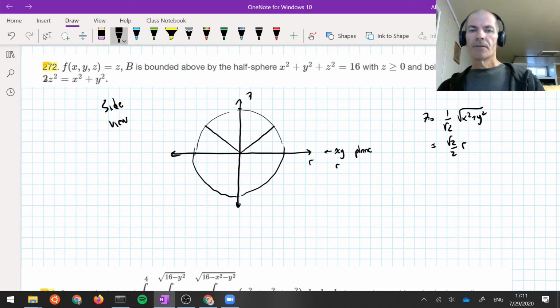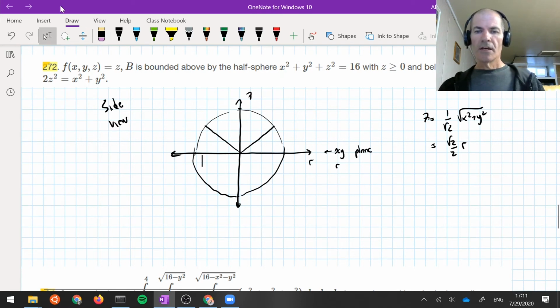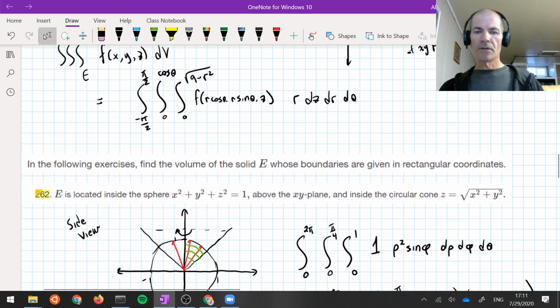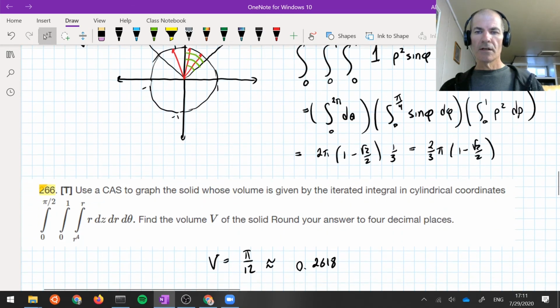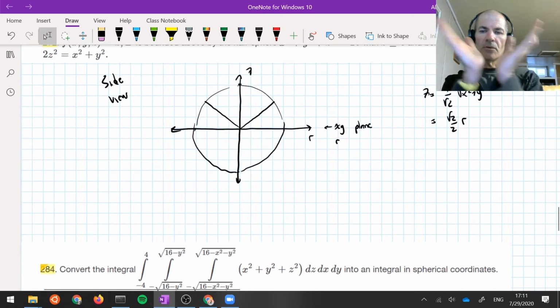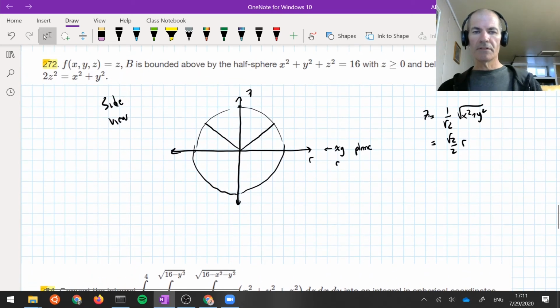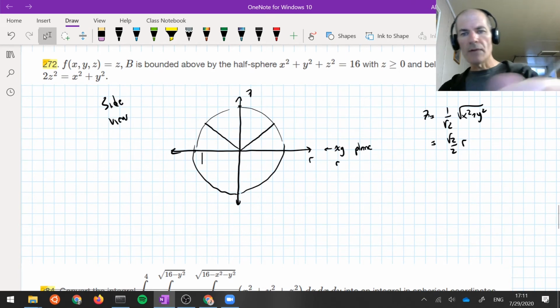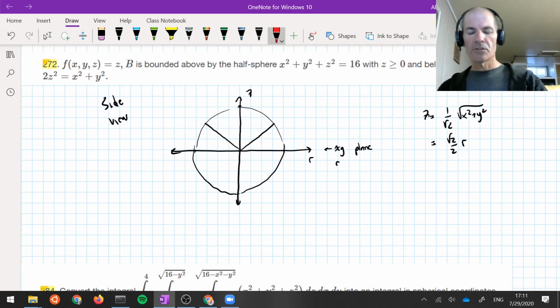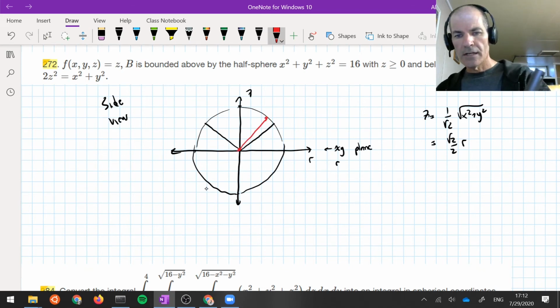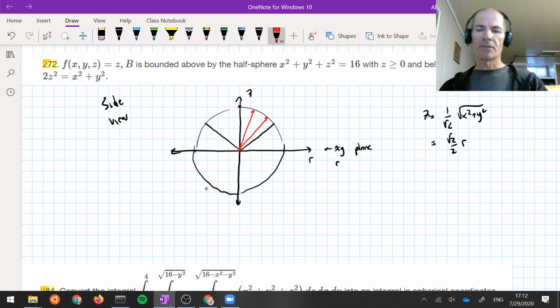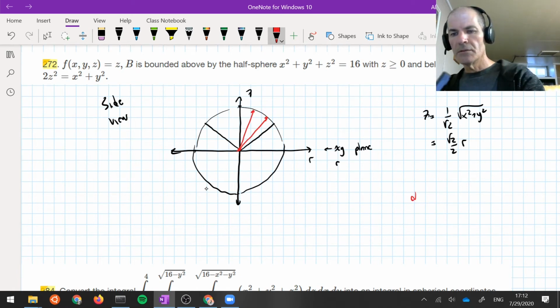Okay, so let's think about how we want to do this. This is similar to the earlier exercise with the cone and the sphere. It's just that the cone is a little bit wider than the cone in the previous example. So we probably want to do spherical coordinates here. And integrating in the rho direction, we're always starting at the origin and going out to the sphere. So we're going to do d rho d phi d theta.